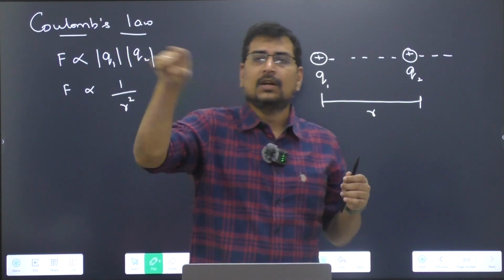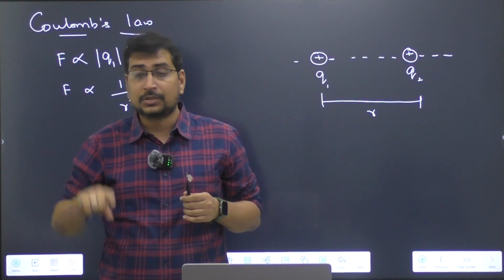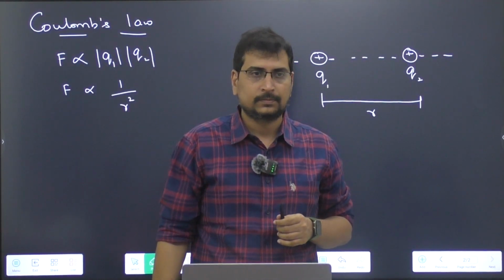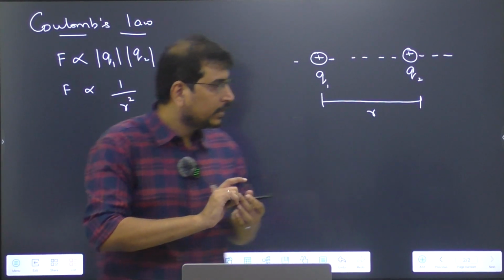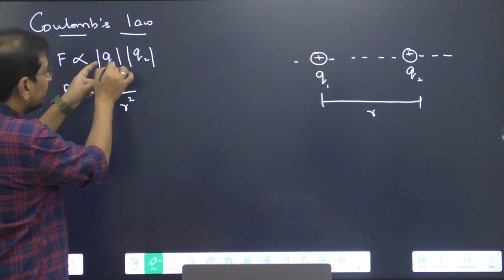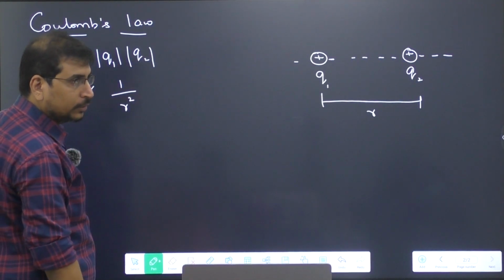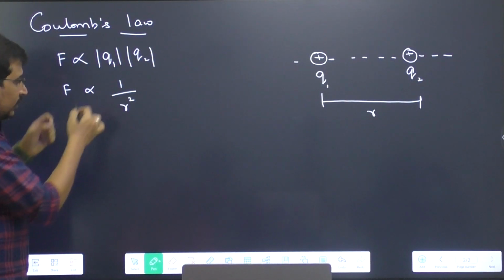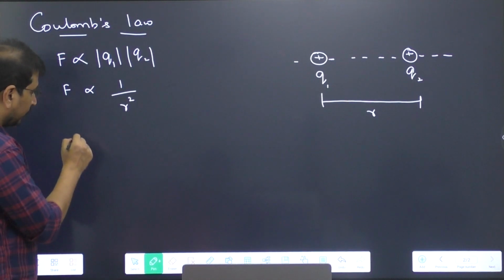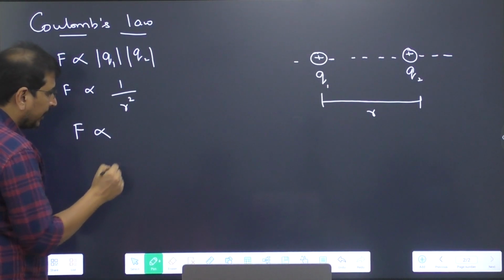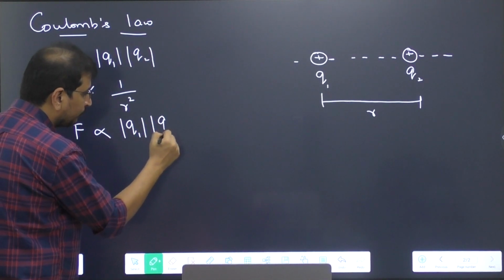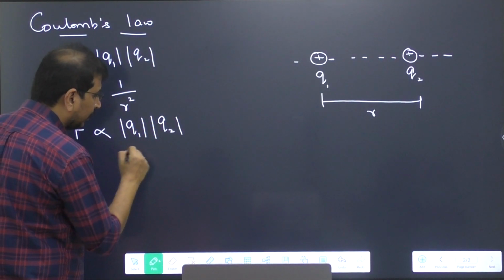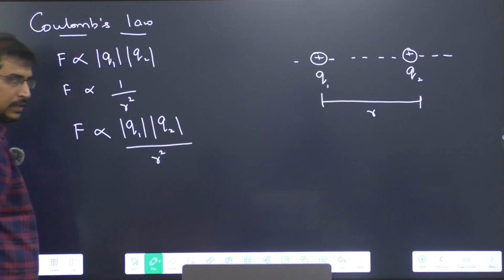You can ask me, sir, how will I take the plus and minus into consideration? That will be taken care of by vectors. So vectors will take care of it. You need not worry about it. Okay. So the force is directly proportional to the product of the magnitude of either of the charges, and it's inversely proportional to the square of the distance of separation between them. So when I combine both these values, I'll get F is directly proportional to magnitude of Q1 into magnitude of Q2 divided by R square.